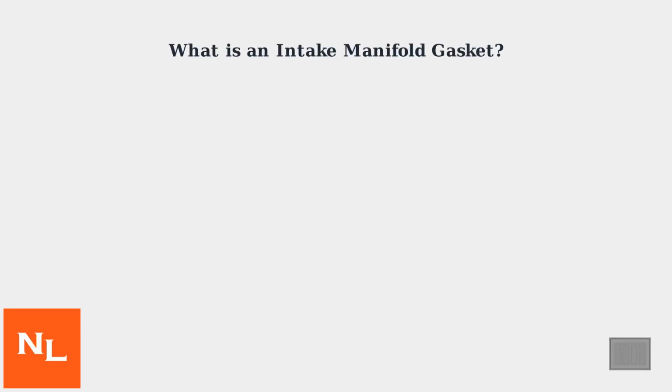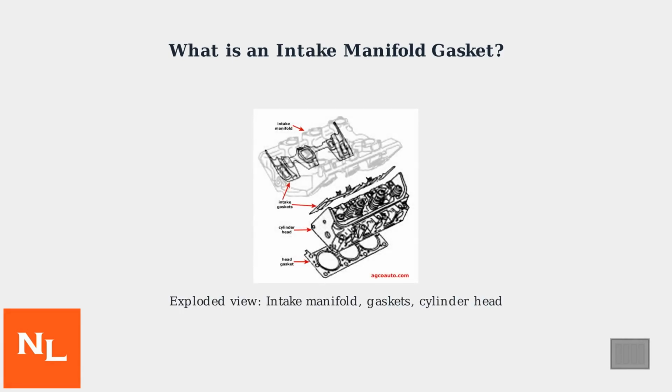The intake manifold gasket, or IMG, is a critical engine component that seals the intake manifold to the engine block. This seal ensures that the proper air-fuel mixture is delivered to the engine cylinders without leaks. In an exploded view, you can see the intake manifold separated from the cylinder head, with the IMG sandwiched between them. This gasket prevents air, fuel, or coolant from escaping the sealed system.